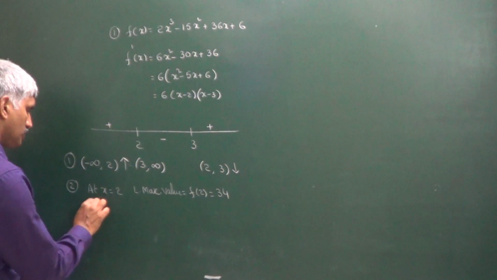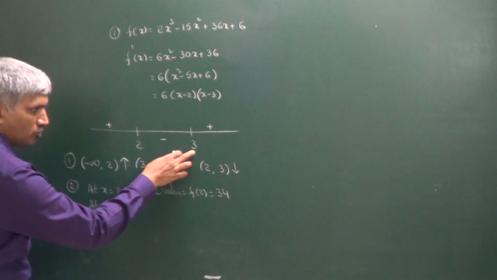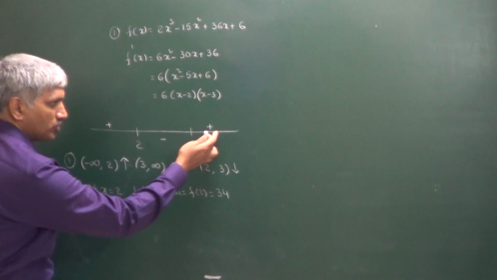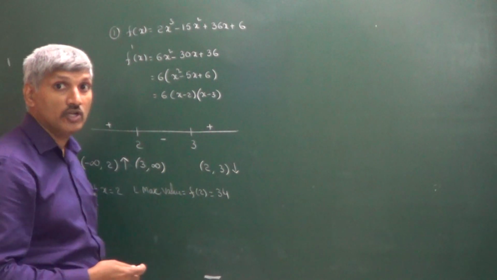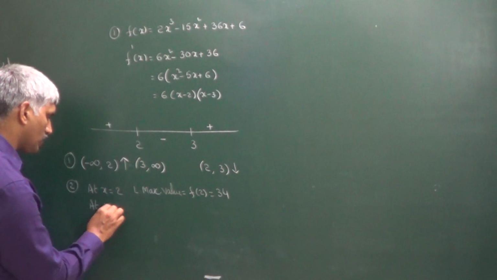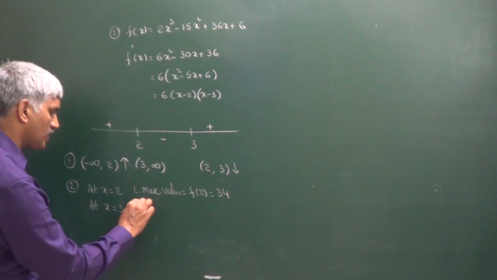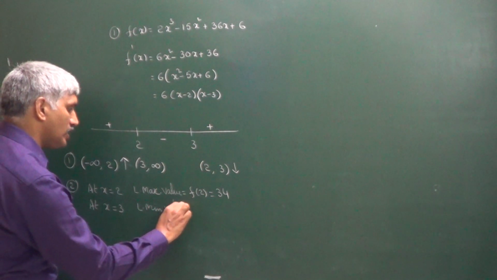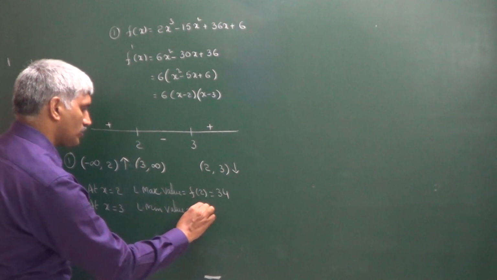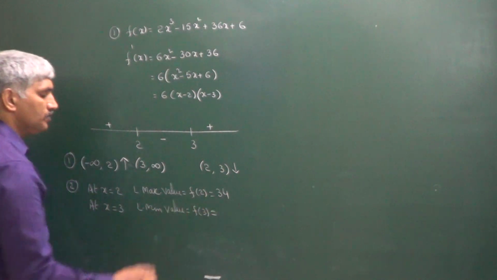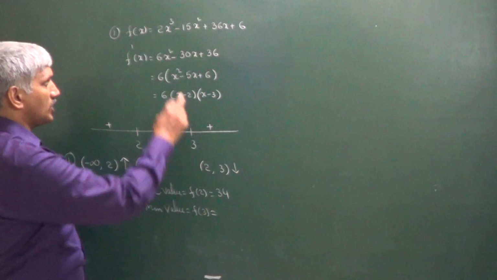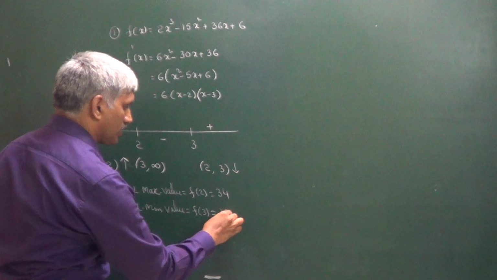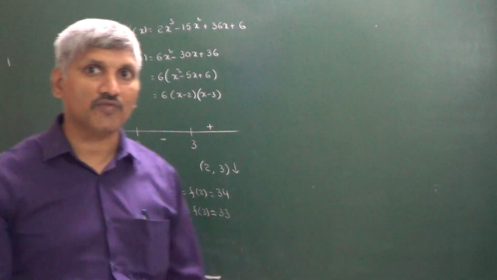At the same time you can check, as x values increase through 3, f dash of x changes its sign from negative to positive. Negative to positive means we have a local minimum. That's why at x equal to 3 the function has a local minimum. Therefore that local minimum value is f of 3. Substituting x equal to 3 here, I simplified it and got 33. So that is the information we got.